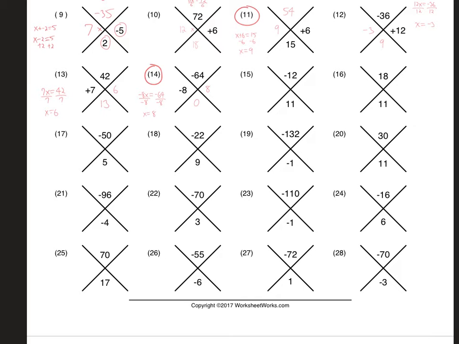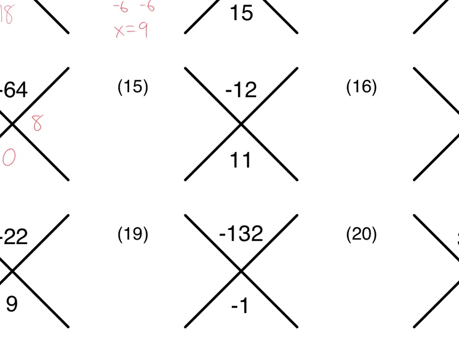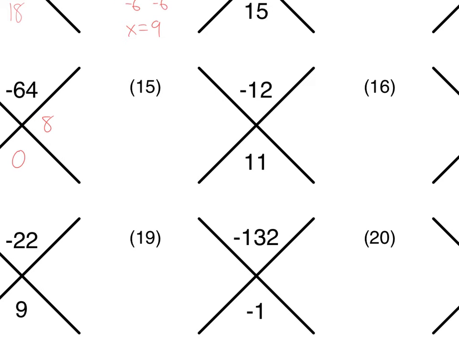So now we know the top number, we know they multiply to the top and they add to the bottom, but we don't know what the side numbers are here, okay? So we're going to do a couple together, and then we'll try a couple on our own, okay? So let's do number 15. The two numbers multiply to negative 12, and they add to 11.